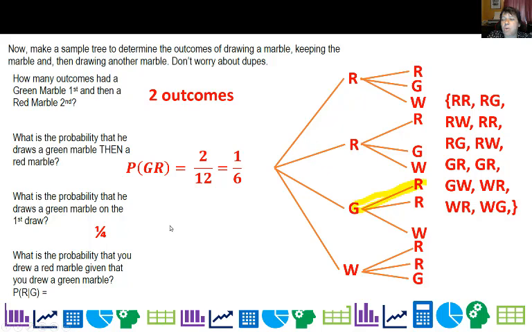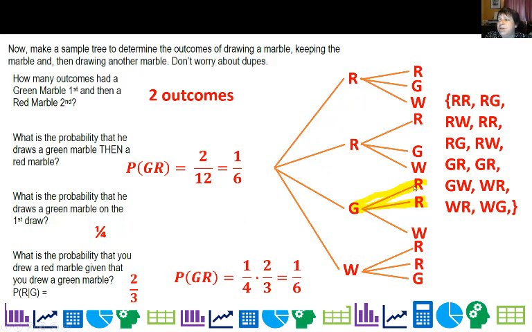All right. What's the probability that you draw a red marble given that you draw a green? Well, there are only 2 outcomes here out of 3. So it's actually 2/3. So the probability in this scenario is actually going to be, if we tried multiplying it together, 1/4 times 2/3, that would be 2 over 12, which is 1/6.